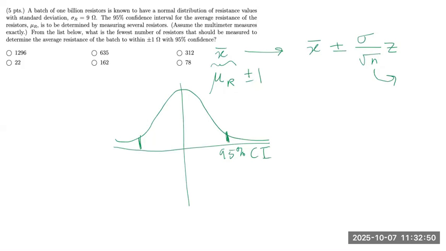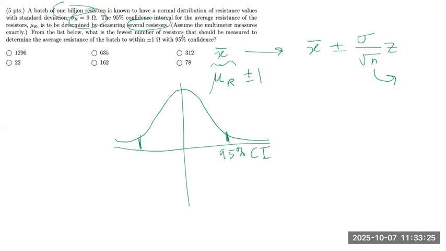Yes, so basically, the 1 billion resistors, I'm guessing, is our population, and this population is normally distributed, and the standard deviation is 9 ohms. And the 95% confidence interval for the average resistance of the resistors is to be determined by measuring several resistors. So this over here is going to be our sample size. Assume the multimeter measures exactly.